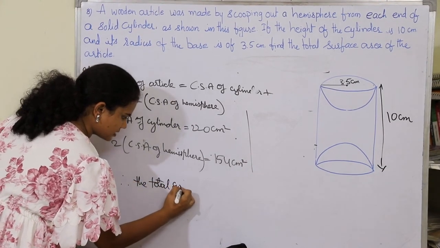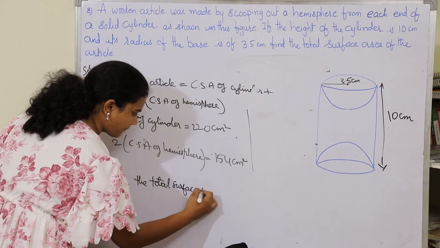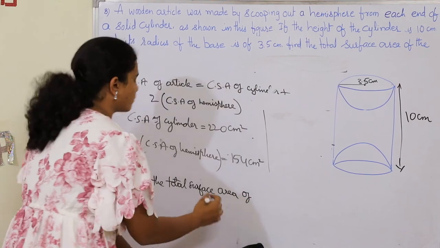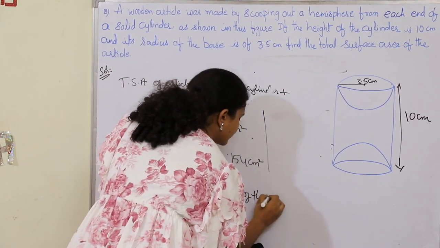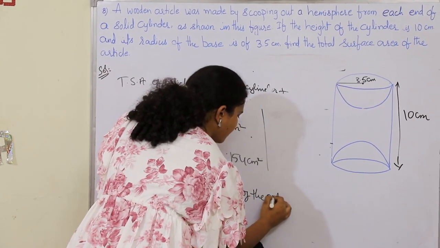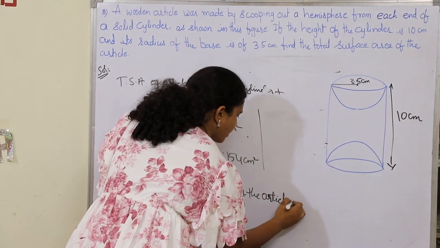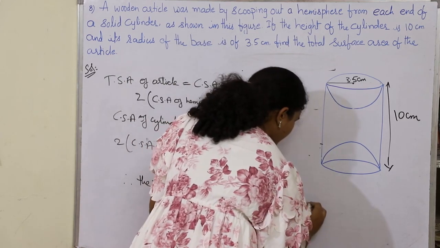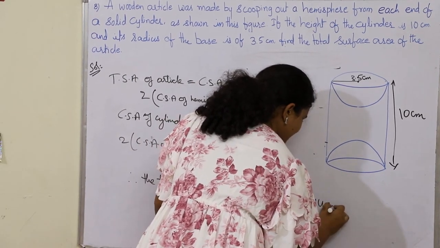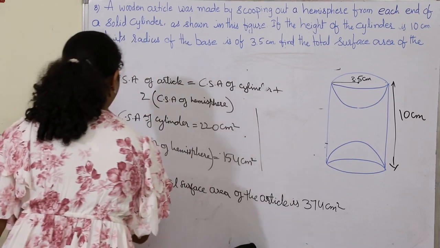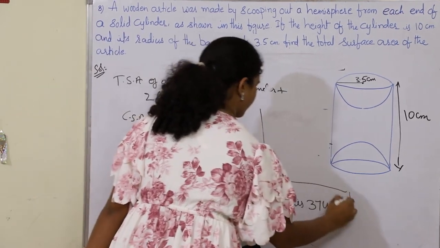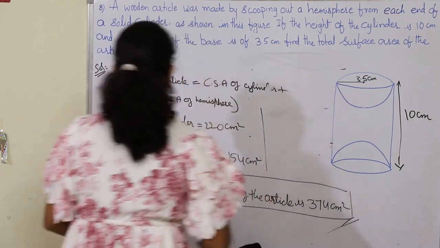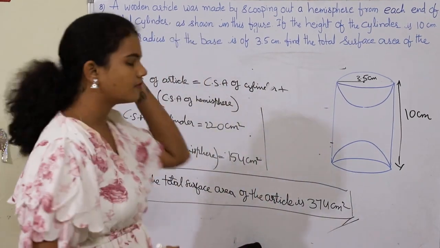Therefore, I can conclude that the total surface area of the article is 374 centimeters square. Okay, this will be the final answer for the given question.